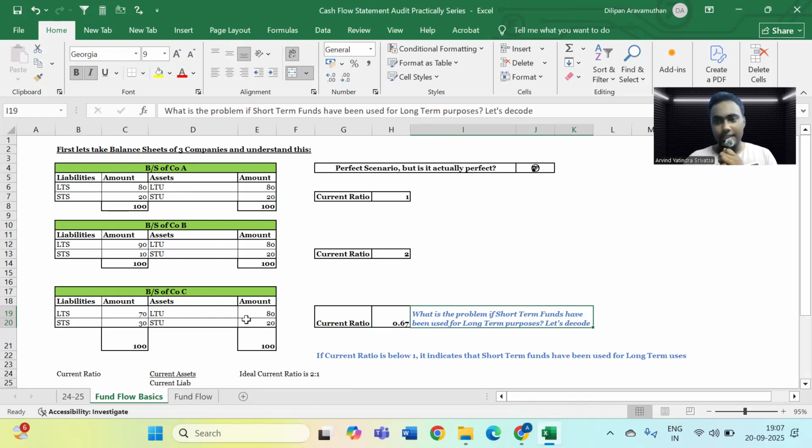Let's say I take a bank overdraft for a short-term as a short-term source of fund. Let's say I use it to buy machinery, property, plant, and equipment for the purpose of my company expansion.